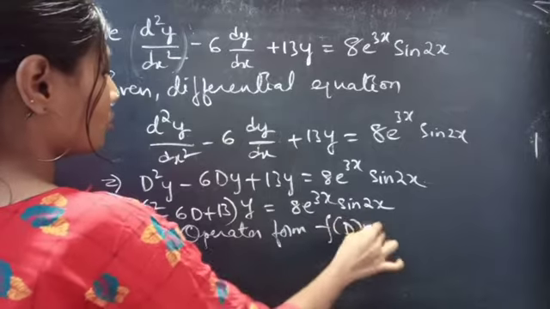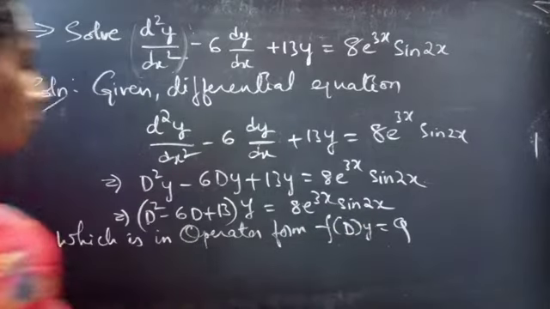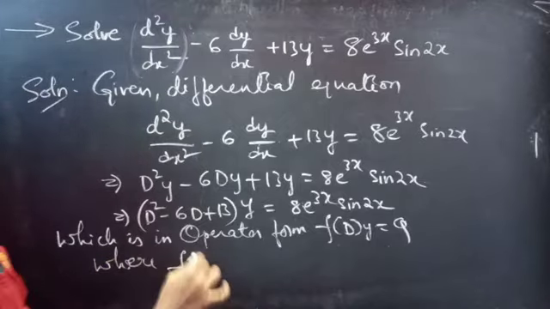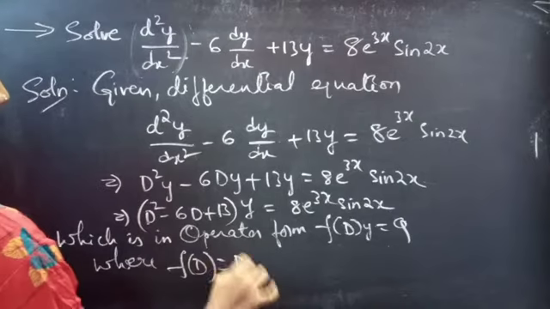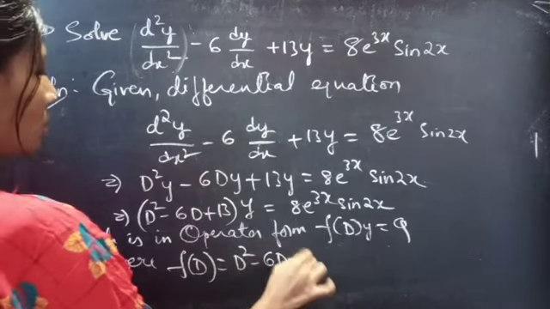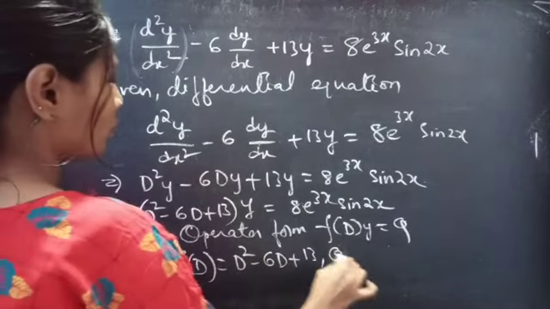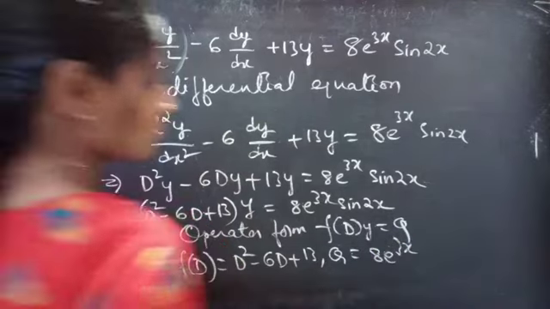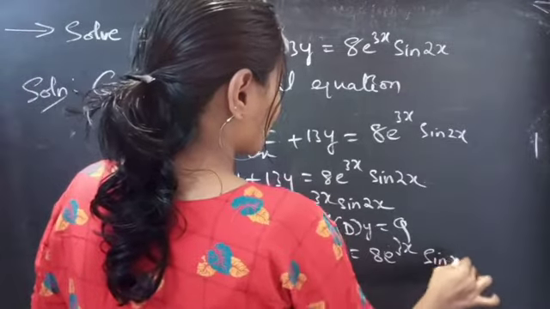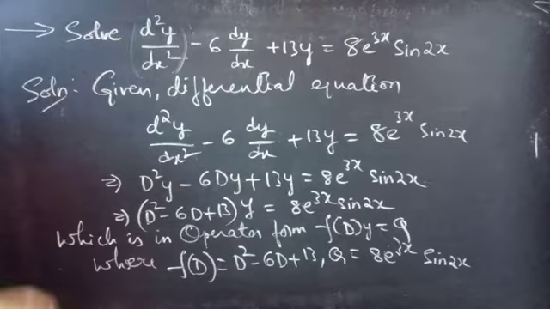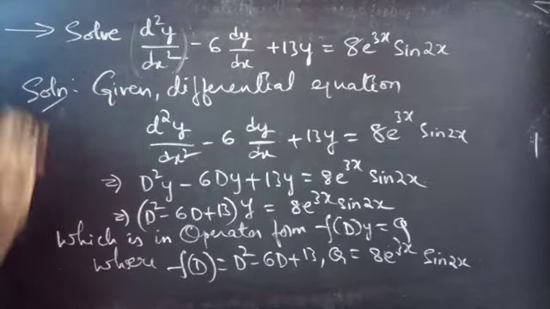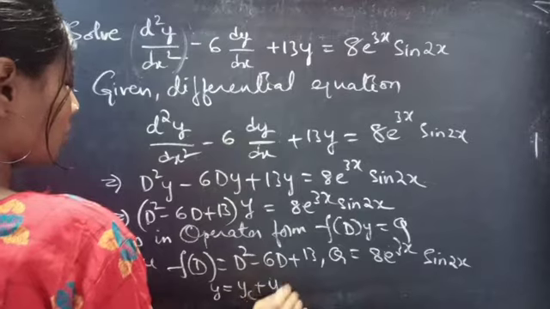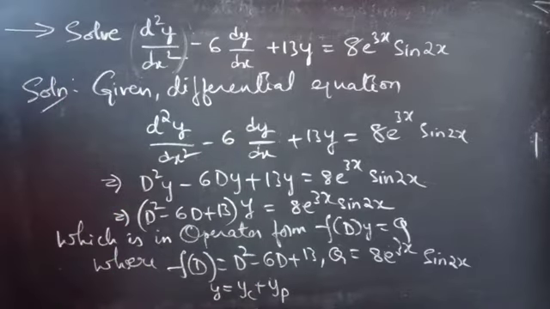F of D into y equals Q, where f of D equals D square minus 6D plus 13 and Q equals 8 e power 3x into sine 2x. Now we need to find the general solution to the given equation, which is given by y equals yc plus yp. Here yc is the complementary function, yp is the particular integral.